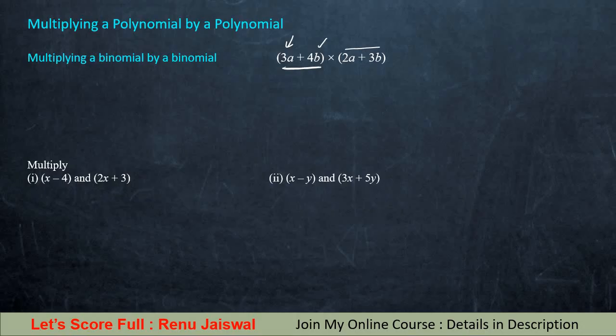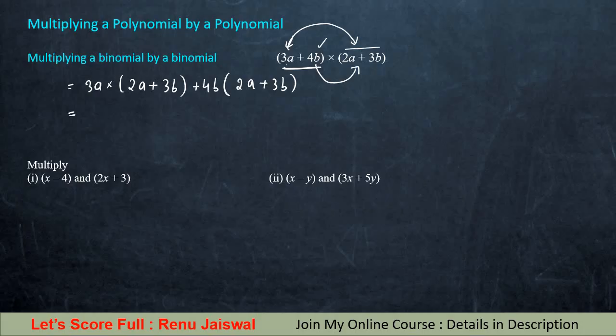I am considering the first bracket. I have here 3a. So I'll take 3a and give it to both the terms. Means 3a multiplied by 2a plus 3b. First term is done. Then I'll take the second term and multiply with the second bracket. So here I have 4b. Then I'll take the second bracket. So that is 3b.